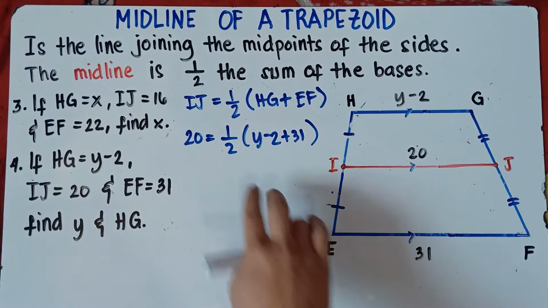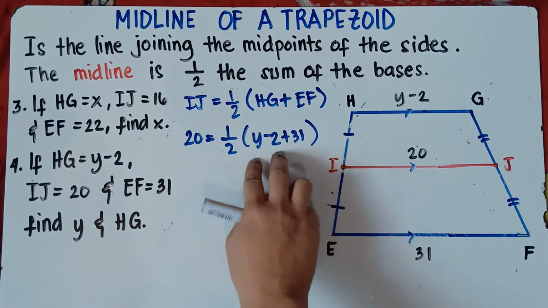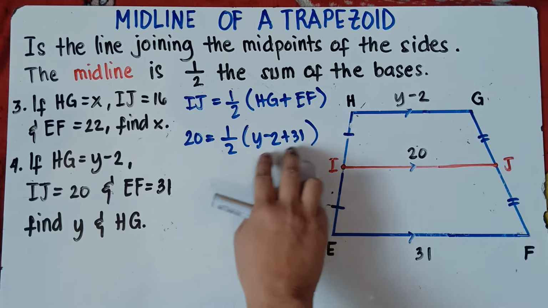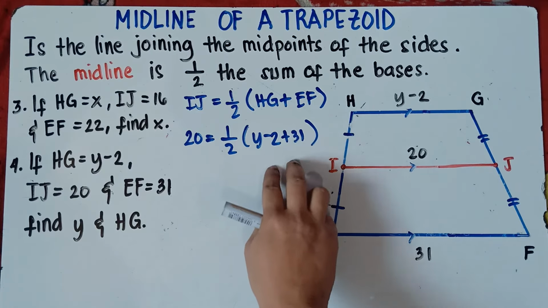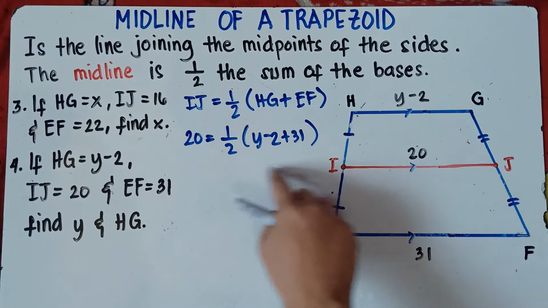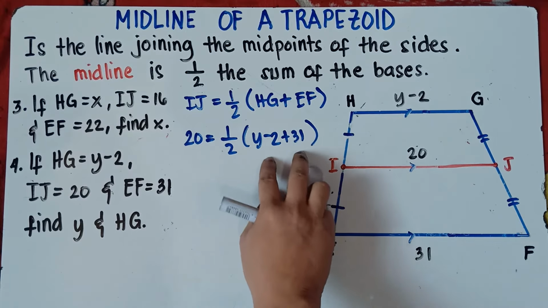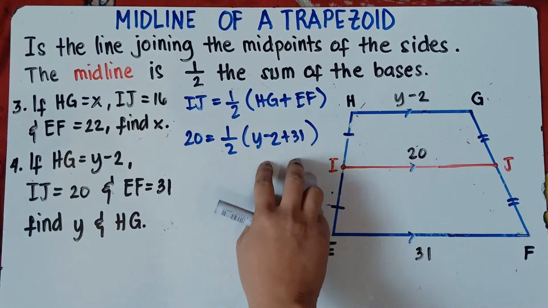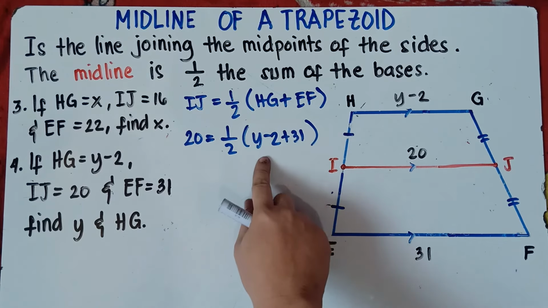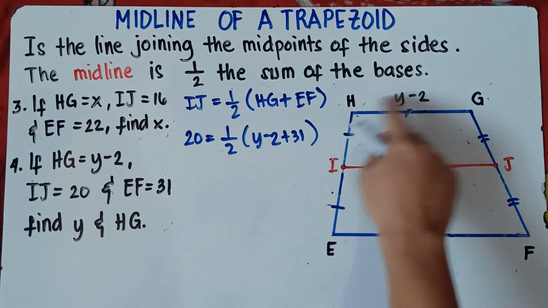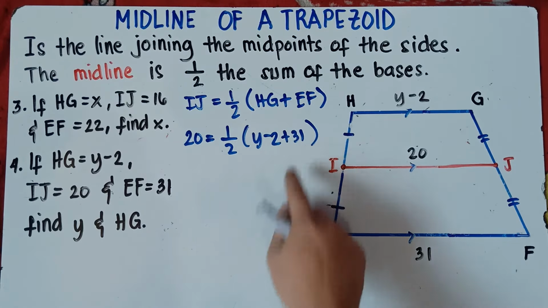Before multiplying both sides by 2 so that we can cancel this 2, check first, class, inside the parentheses. Can we combine this negative 2 and 31? If we can, combine like terms first before multiplying both sides by 2 to eliminate this 2. Once again, simplify inside the parentheses first. Always follow PEMDAS, class. So y minus 2 for HG plus 31 for EF. We can combine negative 2 and positive 31.